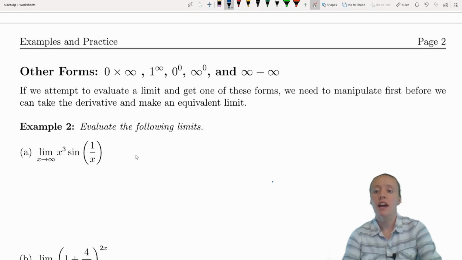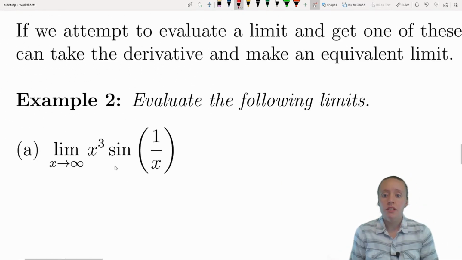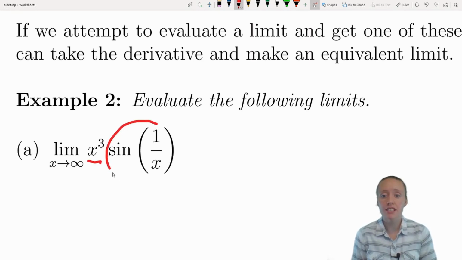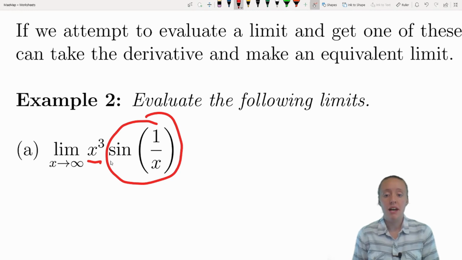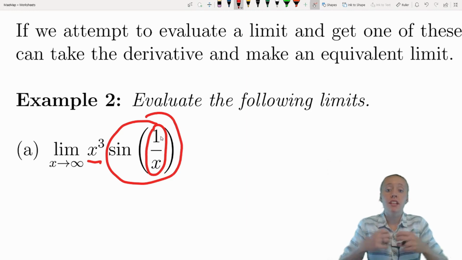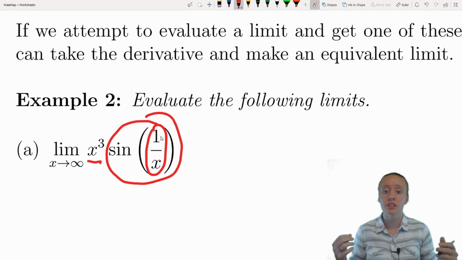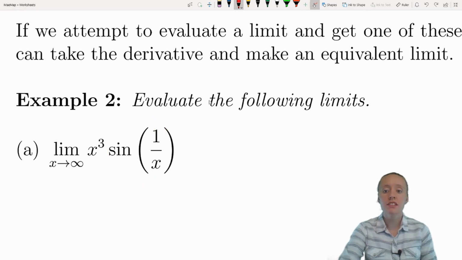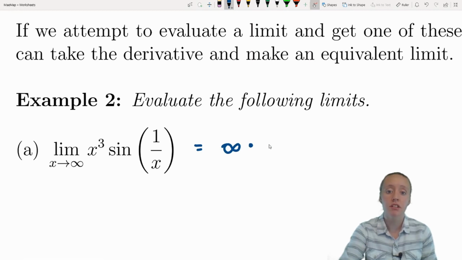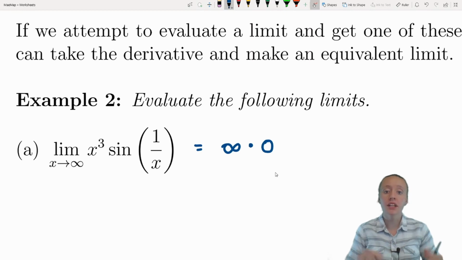So let's take a look at example A. You can see that x to the third is going to approach infinity, whereas the sine of 1 over x, as x approaches infinity, 1 over x, constant over something that's continuing to get larger, goes towards 0. The sine of 0 is 0. So this is in the form of infinity times 0, or 0 times infinity. And we don't want this form. We want either infinity over infinity or 0 over 0.